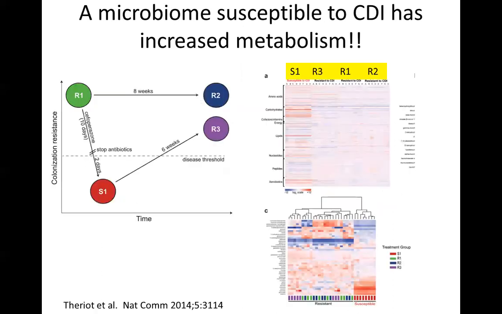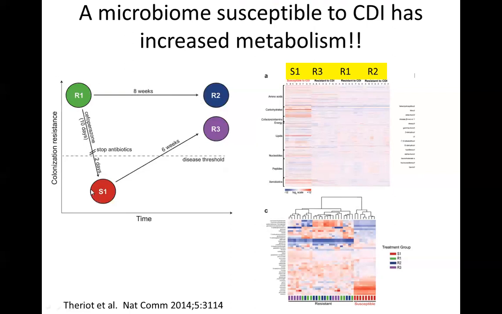And so now we're back to Vince Young again in Ann Arbor. So he's got this really sweet model where he gives mice antibiotics again. He calls it R1, R2, where you're completely resistant to getting C. diff. And if you just sample this mouse again after a number of weeks, you still can't get it. You have to give antibiotics. That's all this is trying to show.